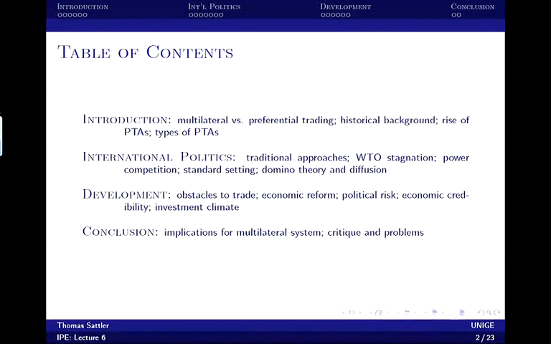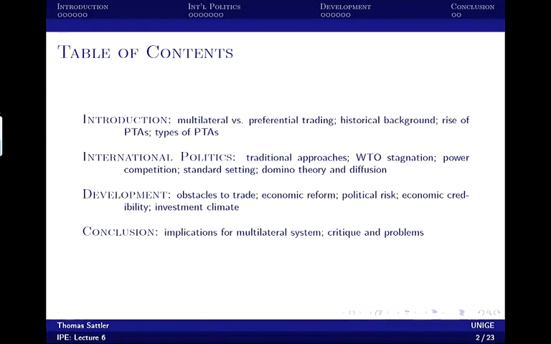So I'm going to go through the history and then discuss the rise of these preferential trade agreements since the 1990s and what they actually include. And that's important to understand the theories that then later explain the rise of the preferential trading system.